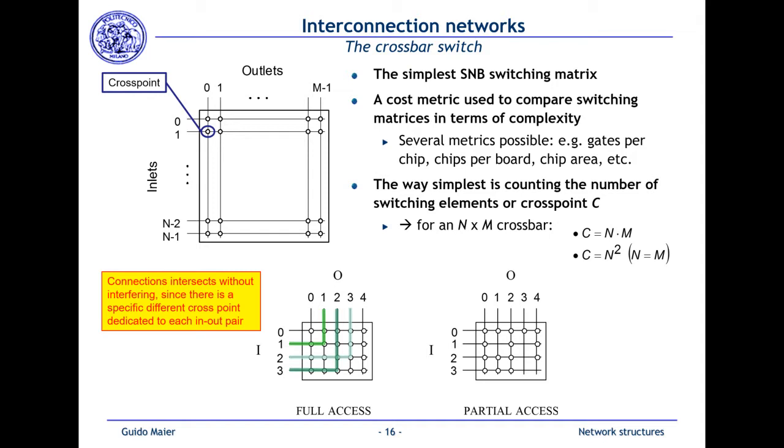Another way to observe that this is a strict sense non-blocking architecture is that since you have n squared cross points, each cross point is dedicated to a specific inlet-outlet pair. And so when you want to switch on that specific connection, you just set the state of the cross point that corresponds to the inlet-outlet pair. Since here we are always asking if we can set up a new connection between an idle pair, and we have the internal resource to set it up, it will always work, no matter the state of the other connections.